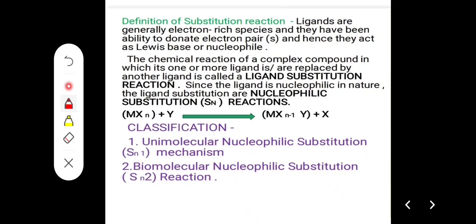In inorganic chemistry, in complex formation, generally dissociative and associative reactions occur. So unimolecular nucleophilic substitution reactions are the SN1 mechanism, and bimolecular nucleophilic substitution reactions are termed SN2 reactions. Unimolecular because the rate depends upon the concentration of only one species, and bimolecular means it depends upon the concentration of two molecules, two species.